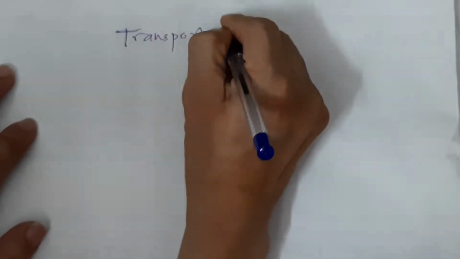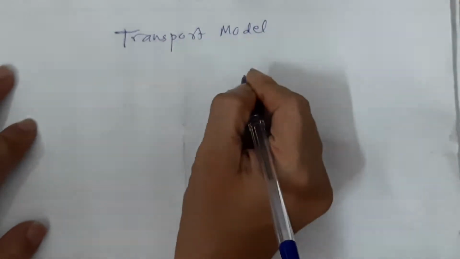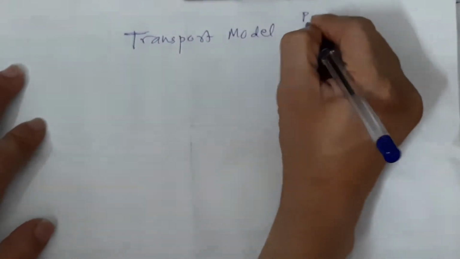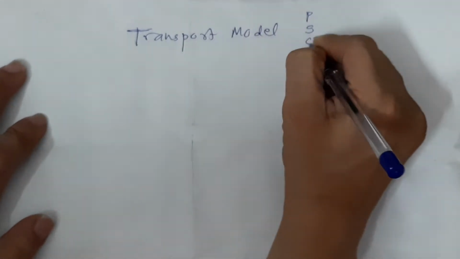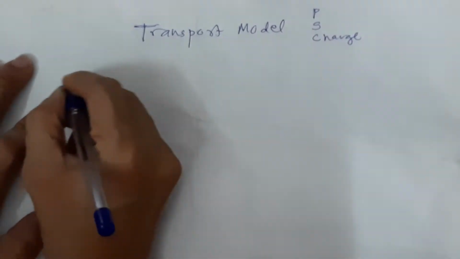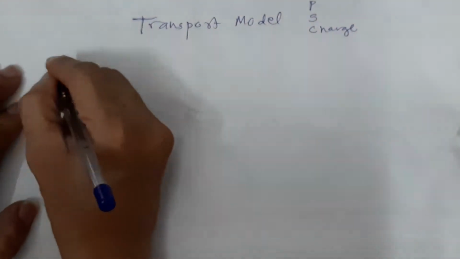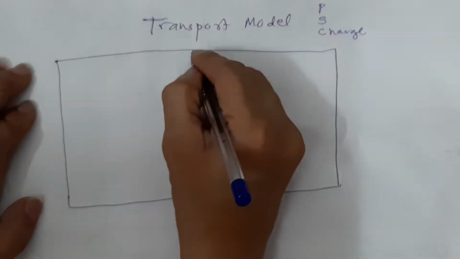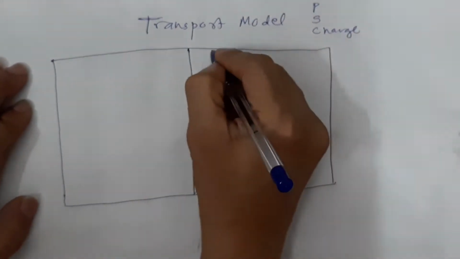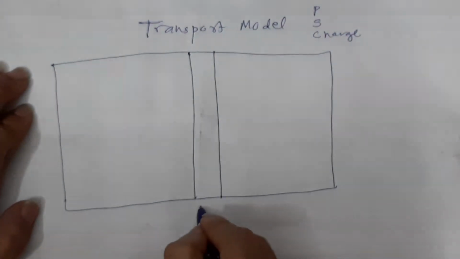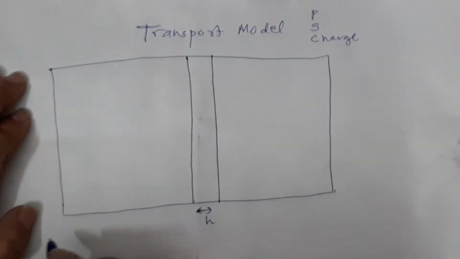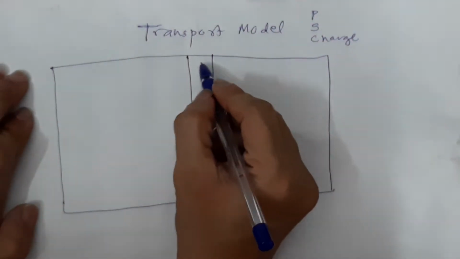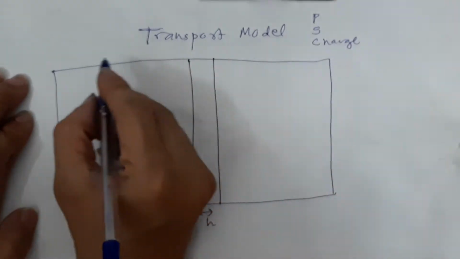Now look at the drug transport model, considering the three properties of the drug molecules: permeability of a drug, solubility of a drug and charge present on the drug. We study this considering an experiment in which we have a vessel. This vessel is divided by a membrane which has some definite thickness. Let us consider the thickness of the membrane is H. Here the membrane is separating the vessel into two compartments.